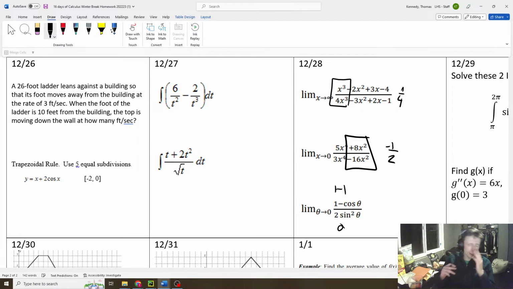So we could either use trig rules, like you could say sine squared theta equals 1 minus cosine squared theta. And then you could factor 1 minus cosine squared theta into 1 minus cosine theta times 1 plus cosine theta. That could work. You could cancel the top 1 plus cosine. Yeah, so that's the hard way. That's the way without calculus.